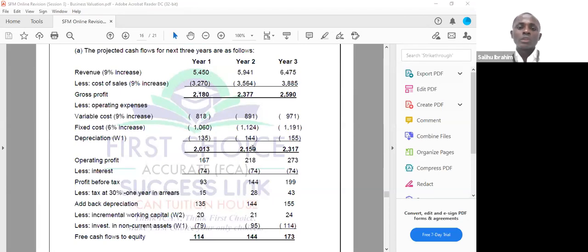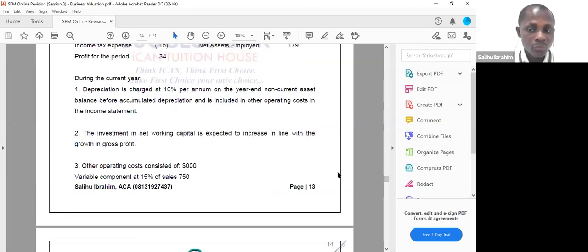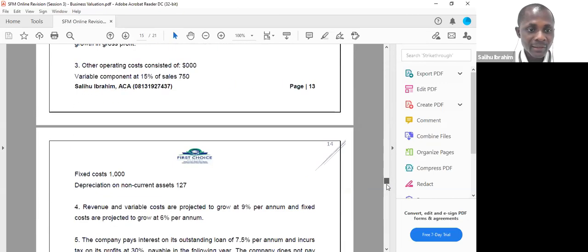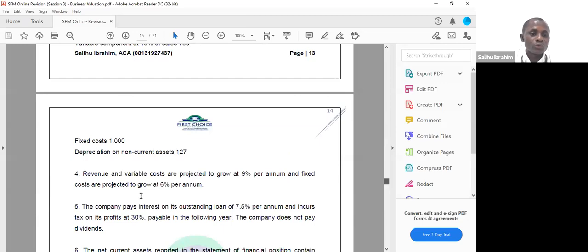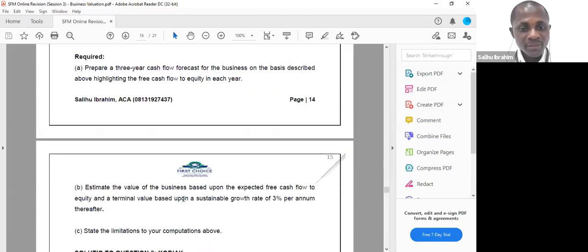Okay, there is no question. Let us continue. So let us look at requirement B. What is requirement B requesting that we do here? Having computed the free cash flow in requirement A, requirement B is now saying that we should estimate the value of the business based upon the expected free cash flow to equity and a terminal value based upon a sustainable growth rate of 3% per annum thereafter.